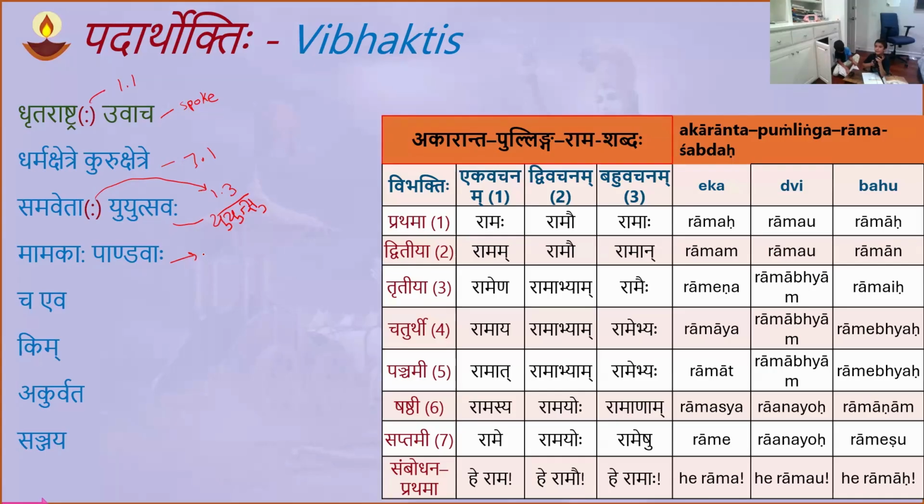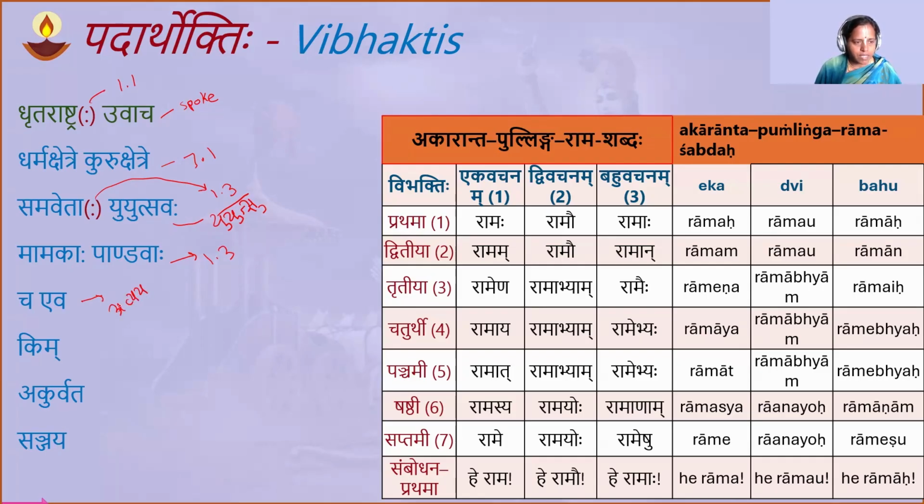Again, it will be 1.3. Correct. The original Pratipadikam is Mamaka Pandava. So they became Mamakaha Pandavaha. Okay, good. And Cha and Eva, these are called Avyaya. They don't change their forms. In whichever Vibhakti they can apply, they don't change forms. So I will call it Avyaya. Okay, Avyaya.